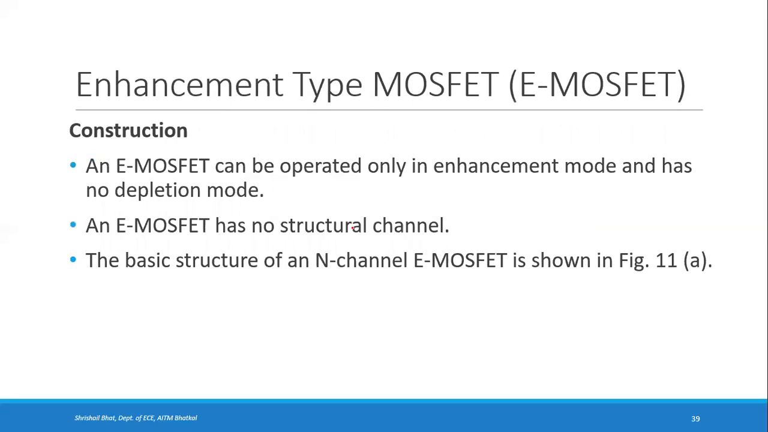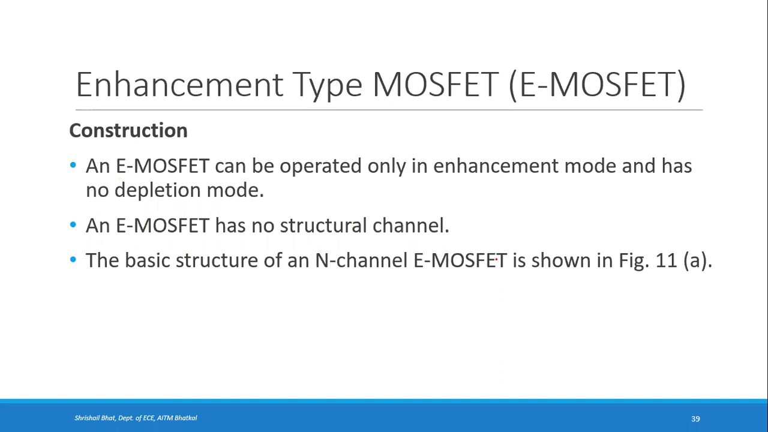First, we will look at the enhancement type MOSFET, that is E-MOSFET, how it is constructed and how it operates. As we have seen, E-MOSFET can be operated only in enhancement mode and has no depletion mode. The speciality of E-MOSFET is that it has no structural channel. There will be no channel when an E-MOSFET is constructed.